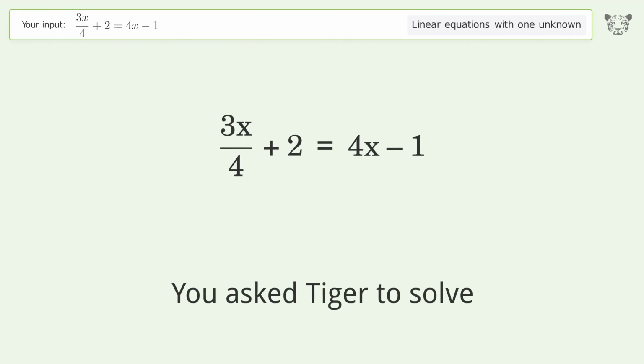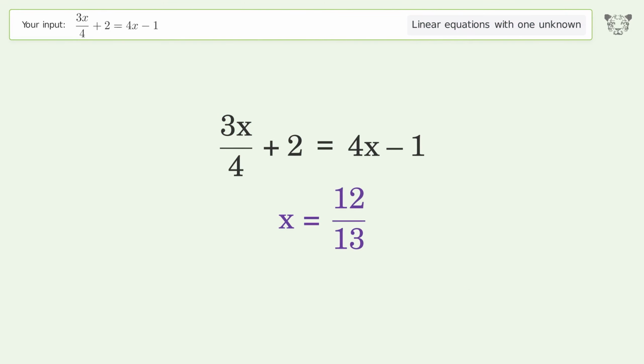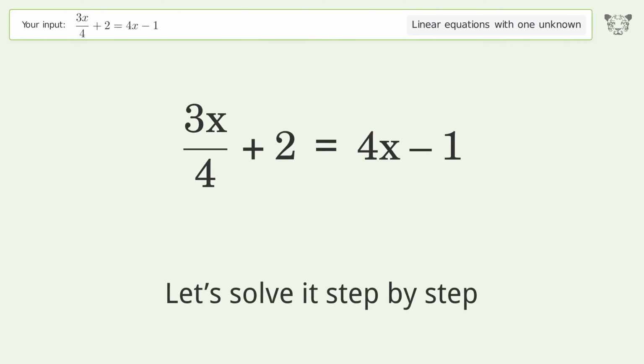You ask Tiger to solve. This deals with linear equations with one unknown. The final result is x equals 12 over 13. Let's solve it step by step.